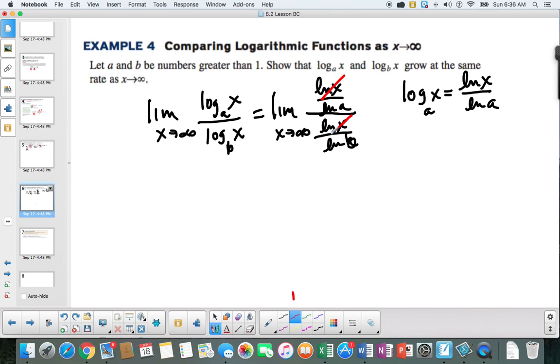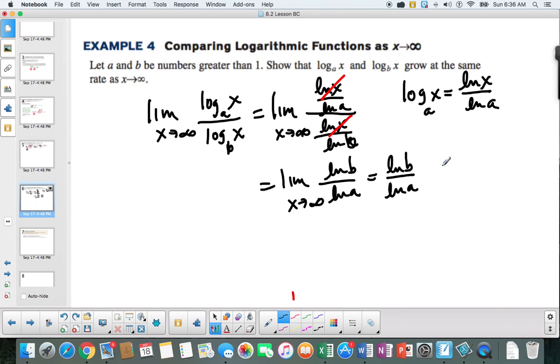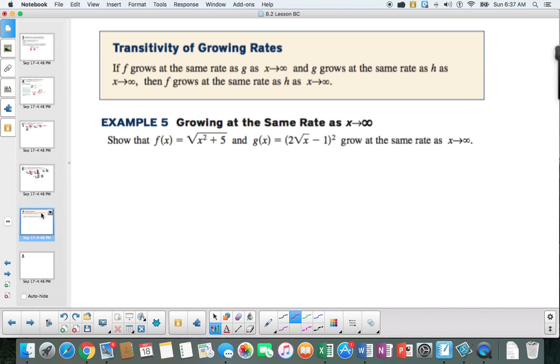And this can have some reducing. And then we get equal to the limit as x approaches infinity of the natural log of b all over the natural log of a. Now these are both constants, so this is the answer, natural log of b over the natural log of a, which is a constant, and that tells us that both of these grow at the same rate. So no matter whether the bases are different, these logs grow at the same rate.